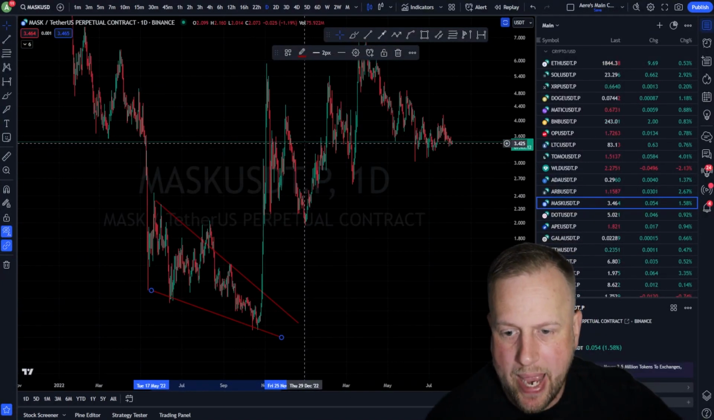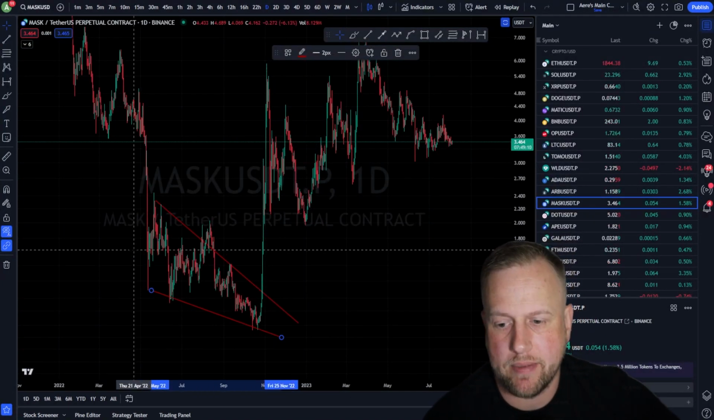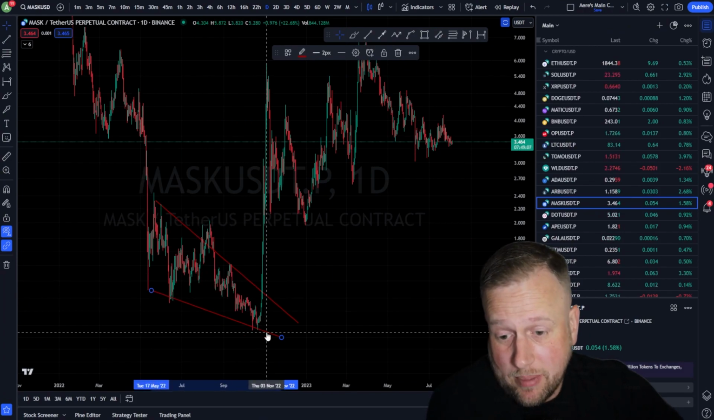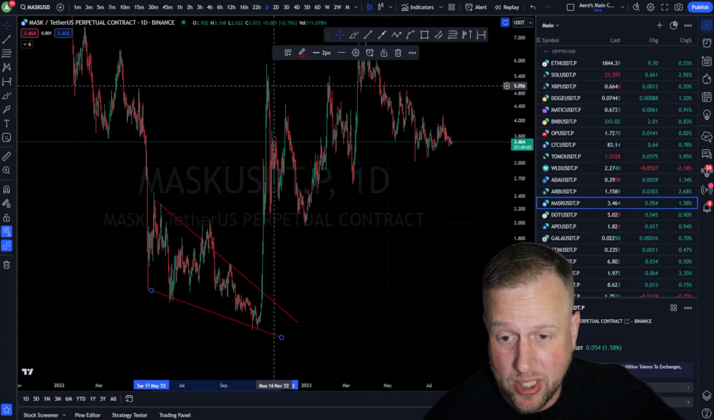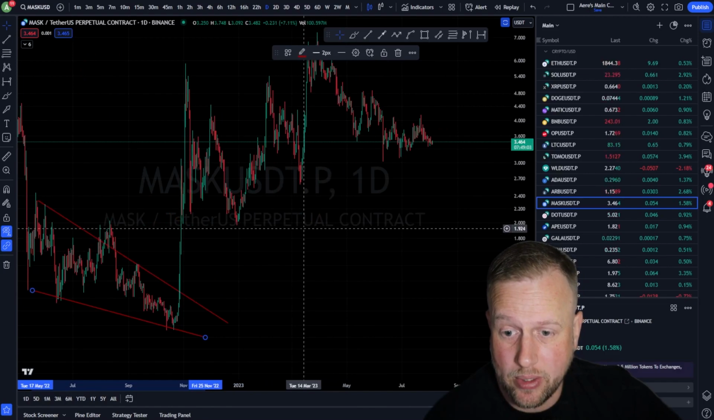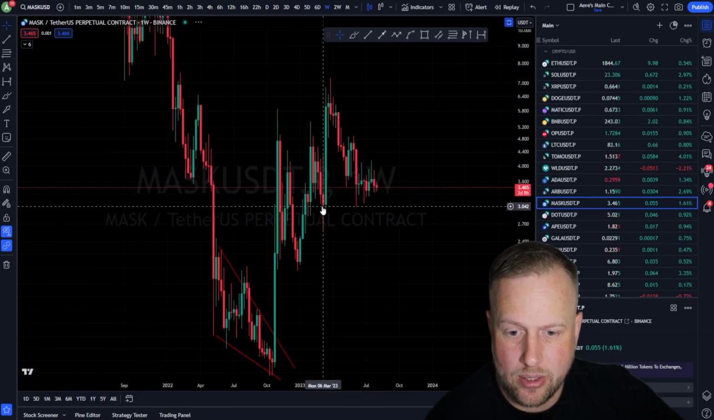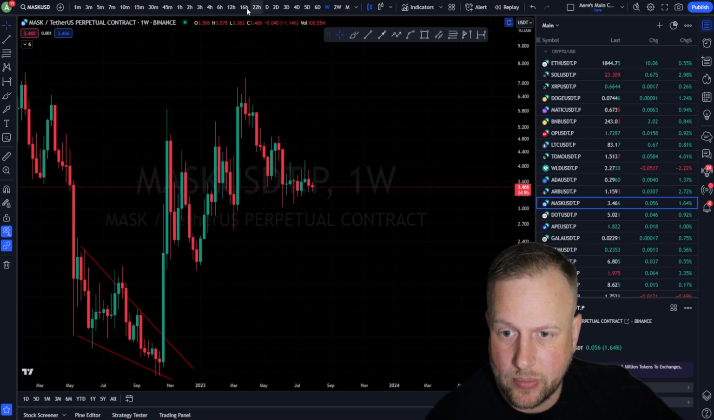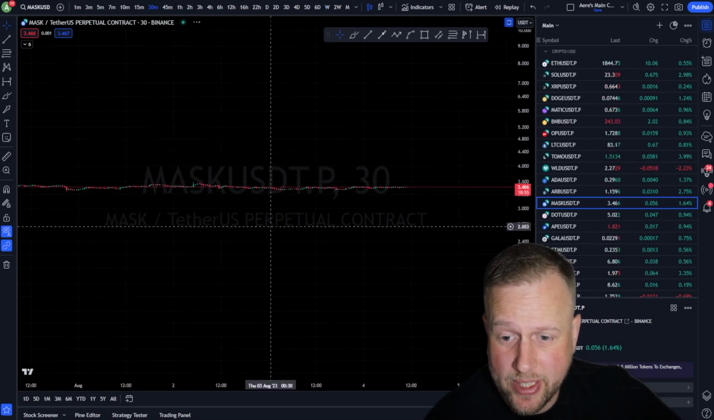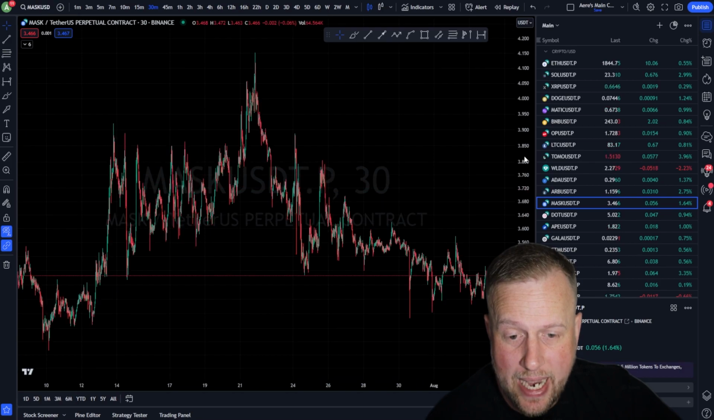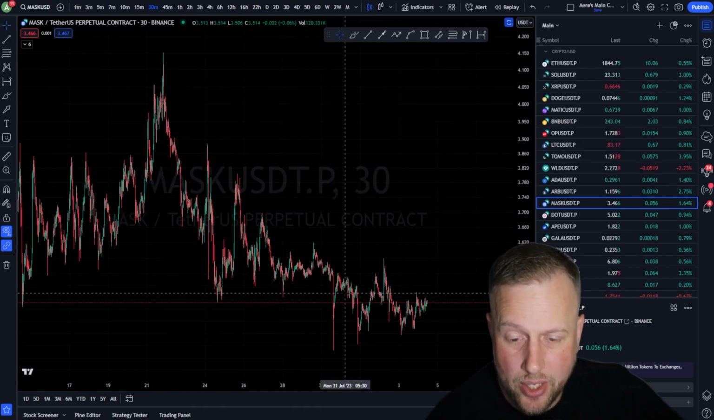Just flip into MASK to show you guys how to flip through different time frames. But daily time frame on MASK, I don't know how much more of a perfect descending wedge you can get for that to blast it off to the topside. But what I want to show you here is, here's the daily time frame, weekly time frame, 30-minute time frame. They look different. So you can find patterns on the different time frames.